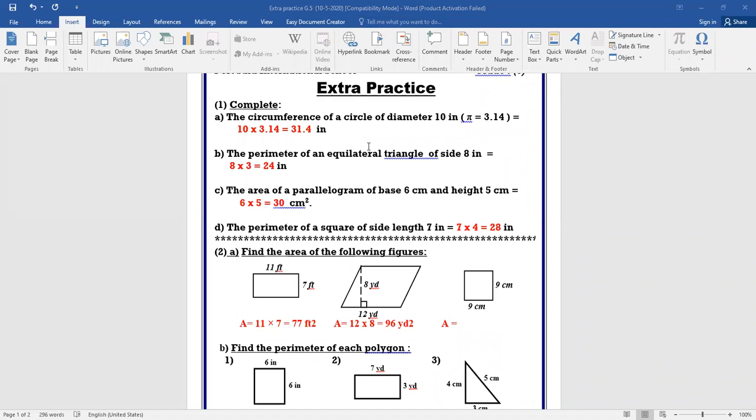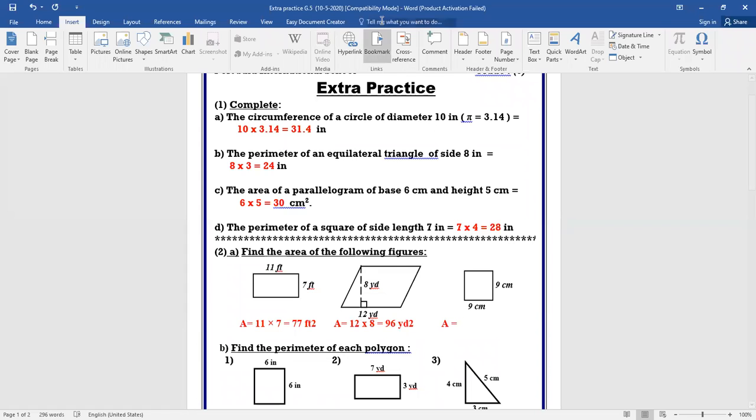I have a question. Why did you put power of 2? Because here we use 2 dimensions. In the area, it's a 2-dimensional figure. We use length and width. In the perimeter, we use only one dimension, length only. For that, we write only the unit without power of 2.